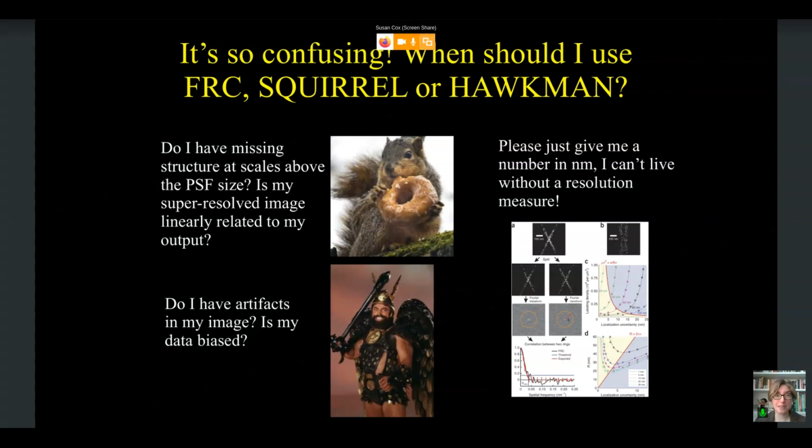If you think you might have missing structure at scales around or above the point spread function size, and if you want to know if your super resolved image is linearly related to your output, then Squirrel is really great. If you think you might have artifacts in your image, or if you want to know if your data is biased by artificial sharpening, then Hawkman is a really great tool. If you just want to have a number for your resolution in nanometers because your paper is not going to get sent off until you have a resolution measure, then definitely use FRC. Just if you want the number to be accurate, do make sure that you're taking into account multiple fluorophore reappearances.